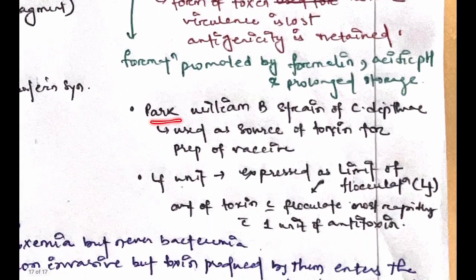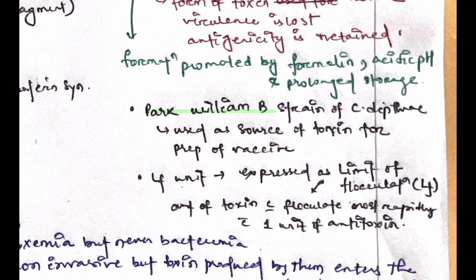Then the Park William B strain of C. diphtheria, we use as the source of toxin for the preparation of this vaccine. So what do we use? We use the Park William B strain as the source of toxin for preparation of this vaccine.